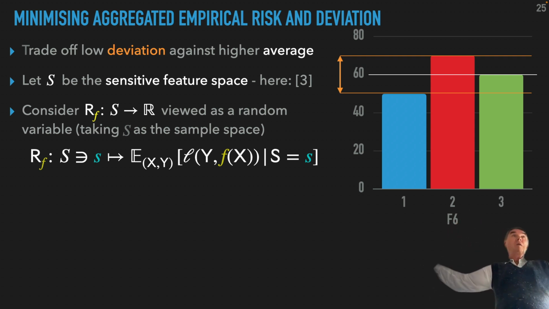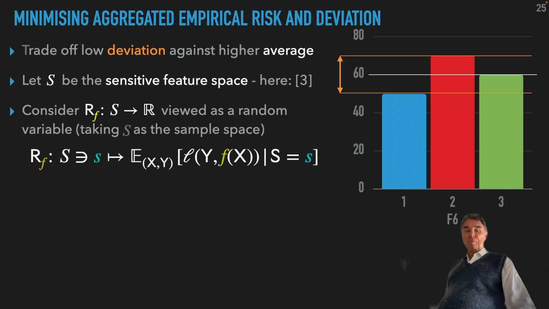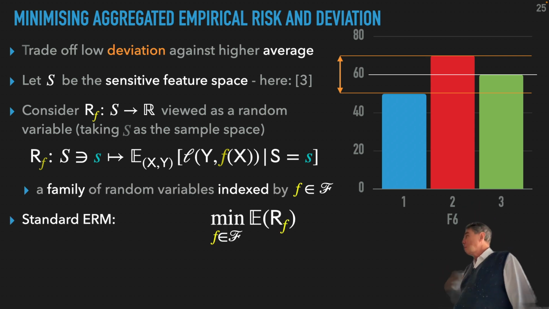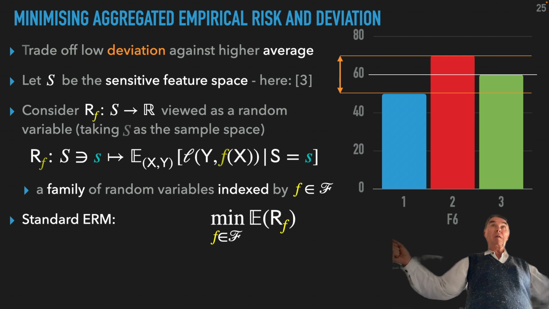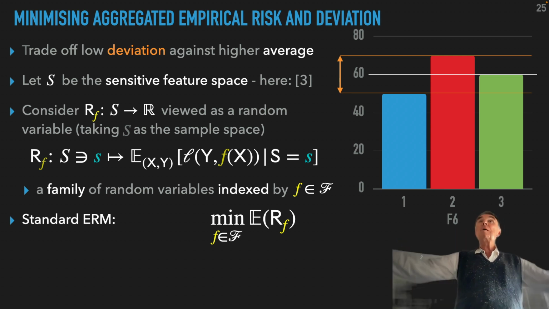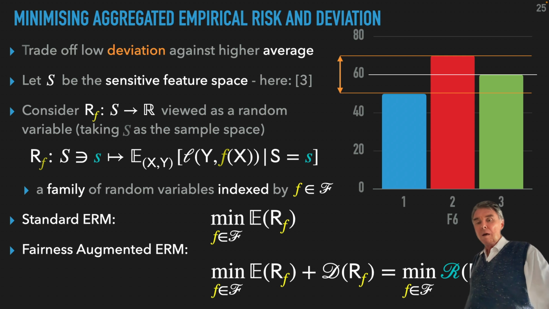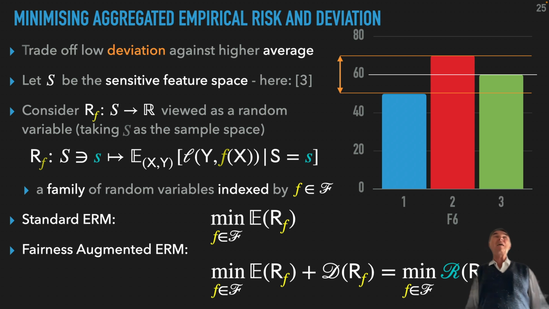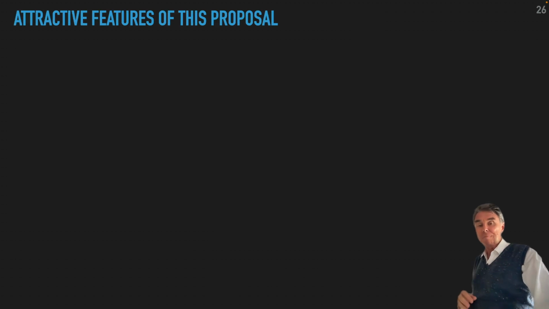Rather than the average across the sample, I do the average over the reds, the average over the greens, the average over the blues, right? So we've got a family of random variables indexed by F. And normally what we would do is we would just minimize that, right? I can just compute the average in this indirect fashion by first averaging red, green, and then blue, and then averaging those three numbers. I could do that. Or I could demand some additional penalty term, a deviation penalty, something that measures like the length of that orange arrow, at least, not necessarily literally, but captures that notion of variation.